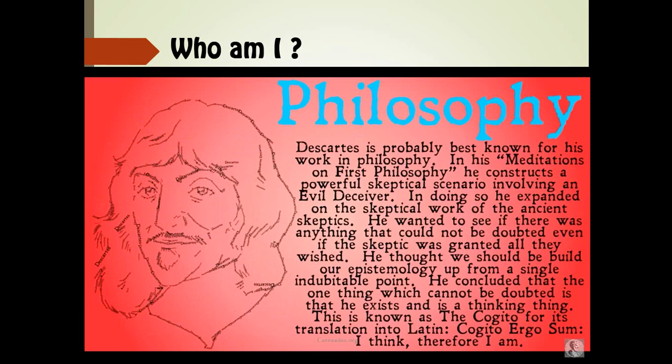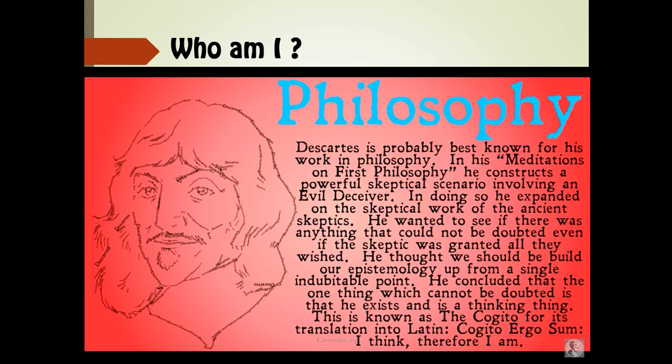However, Descartes is probably best known for his work in philosophy. In his Meditations on First Philosophy, he constructs a powerful skeptical scenario involving an evil deceiver. Arguably, in his work, Descartes gave more power to the skeptical position than even the ancient skeptics did. In doing so, he expanded on their skeptical work, and that idea of an evil deceiver to this day is still a very powerful concept in skepticism.